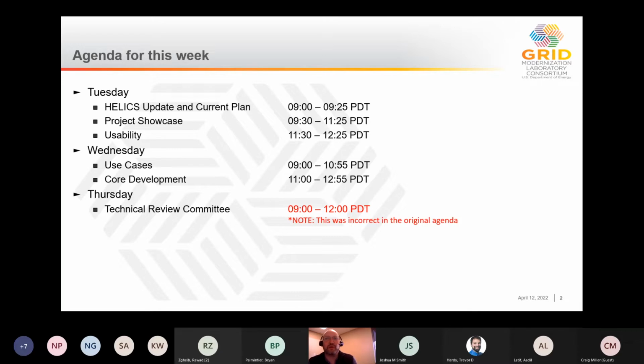Then we'll jump right into what we're calling our project showcase, where we're going to show off a bunch of projects that are outside the core HELICS team that are using HELICS, and give them a chance to show off some of the cool things that are going on right now. That's a chance for everybody on the call to have discussions about these projects, find folks that might be doing things similar to yourself, and form collaborations and partnerships, fully encouraged. So take advantage of that time to make connections and find out all the interesting stuff going on. The last hour today we'll spend on usability.